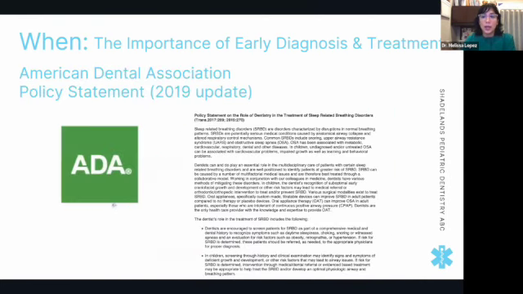So not only has the AAPD said, okay, this is an issue in the pediatric population, we are putting out the Ferris 6 protocol so that pediatric dentists in the country and around the world can see that we think this is important and have some help in identifying it. The American Dental Association put out a policy statement in 2017, which they updated in 2019, stating the role of dentistry in the treatment of sleep-related breathing disorders.